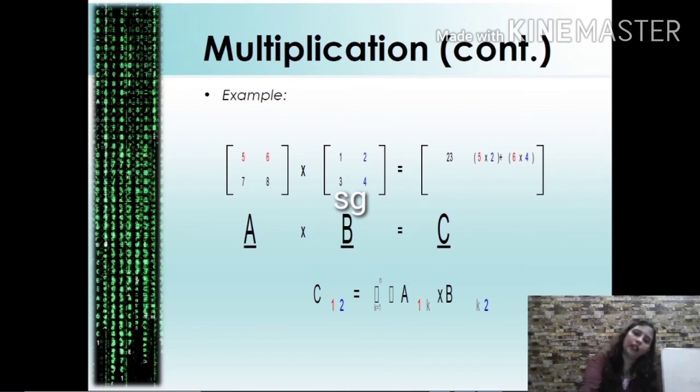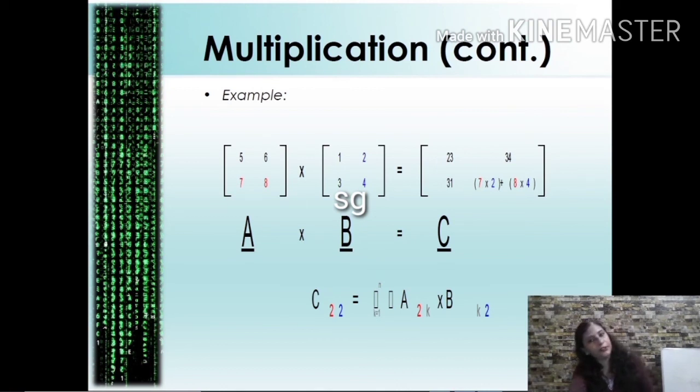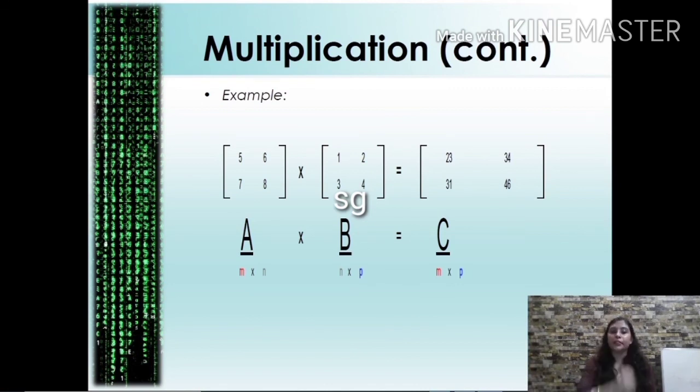Right? Similarly, C21 will be given by 7, 8, the second row of A, and the first column of B. So we get 7 into 1 plus 8 into 3. And please all of you do tell me what will be C22. Yes, you're right. It will be 7, 8 and 2, 4. So 7 into 2 plus 8 into 4. Hence the resultant is this. Please do check whether it's correct or not.